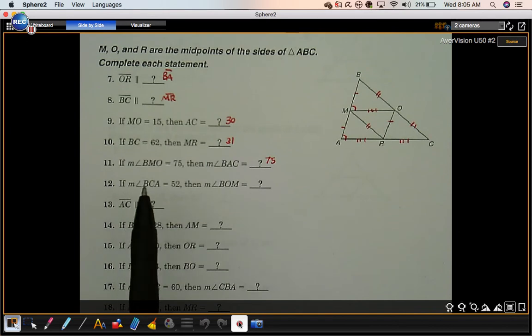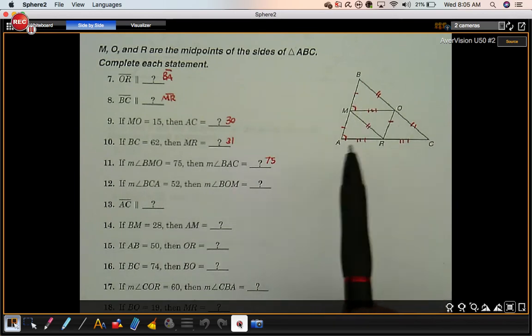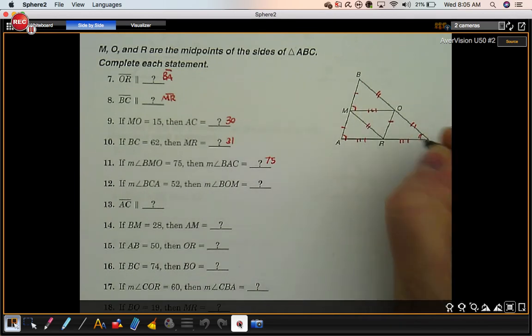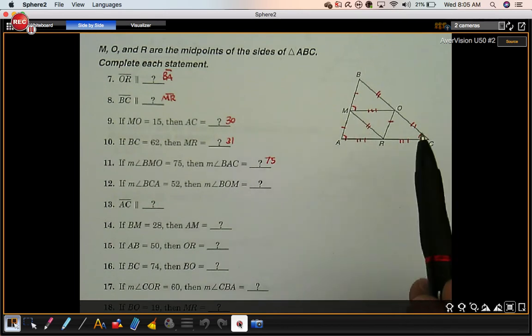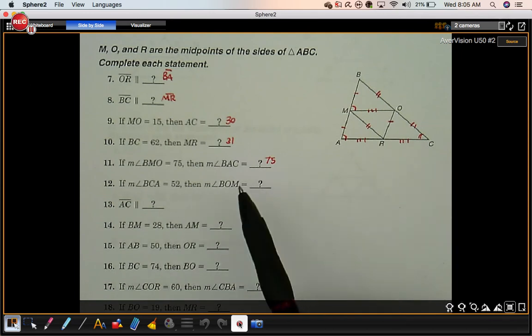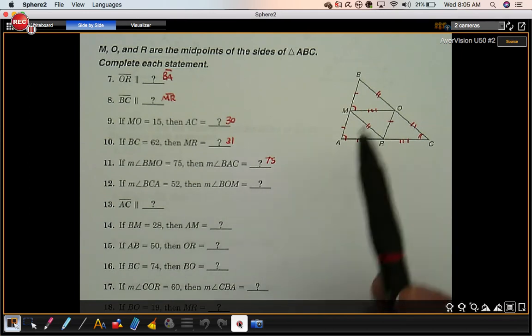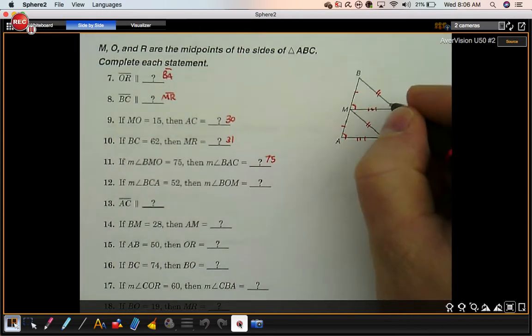If you know something from this triangle, then you know something from each of these, because they're congruent. Let's say the measure of angle BCA is 52. Let's make sure we know where that is first. Angle BCA. That's this guy. I'm going to put 2 arcs on it because it doesn't have to be the same as these, because it's a different angle. It's in between 2 marks and 3 marks. What would the measure of angle BOM be? It's in between 2 marks and 3 marks.